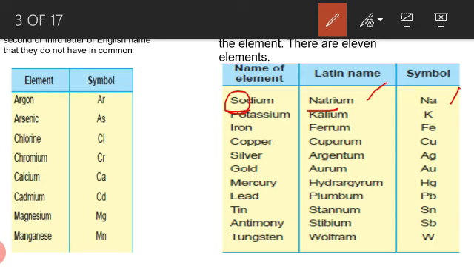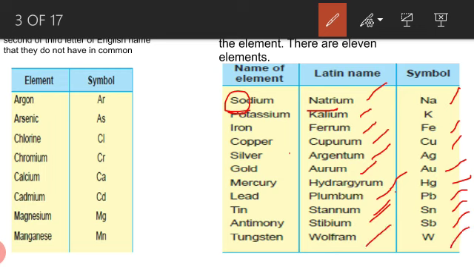Next, potassium from kalium. Kalium is the Latin name. Iron, ferrum. So we have to take Fe. Cuprum, copper's Latin name is cuprum. So we take Cu. Argentum, Ag. Aurum, Au. Hydrargyrum, Hg. Plumbum, Pb. Stannum, Sn. Stibium, Sb. Wolfram, W. From the Latin word only we allocated the symbol like this.